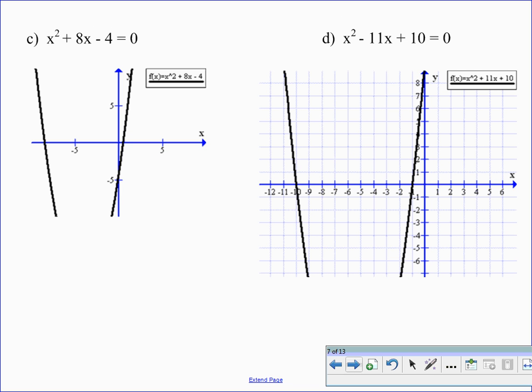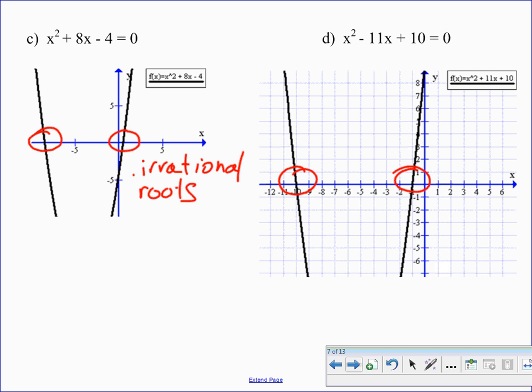If you were to graph these and use your calculator to find these zeros, using what we learned last time, where you left bound and right bound the zeros, you get some crazy long decimal. And it's a crazy long decimal because it's an irrational number. It never repeats, it never ends. And so this is two irrational roots. If we graph the last one, we'll see that the zeros go right through integers.